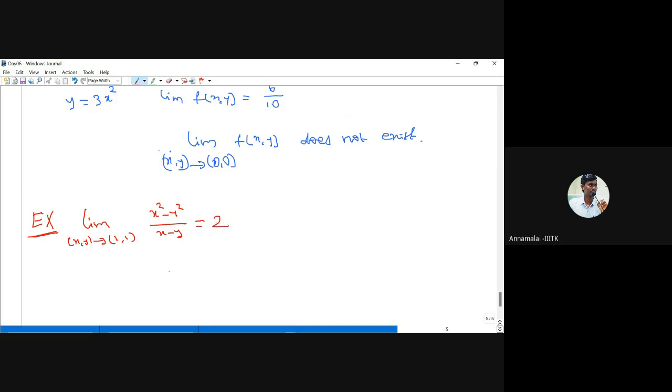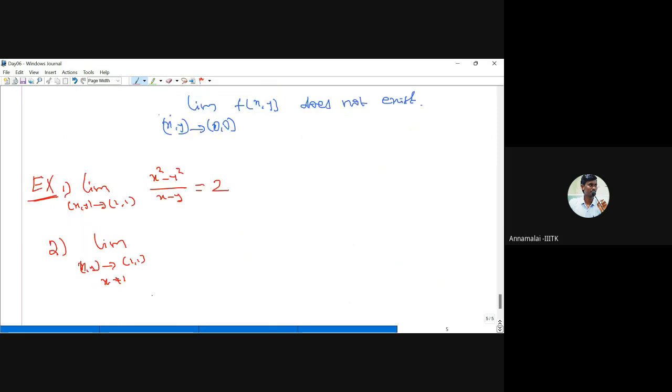Okay. Now the second problem. The limit again as x comma y approaches 1 comma 1, but x not equal to 1. Okay, but with x not equal to 1, you can allow y to be 1. So the function is xy minus y minus 2x plus 2 divided by x minus 1. Now what is the limit?